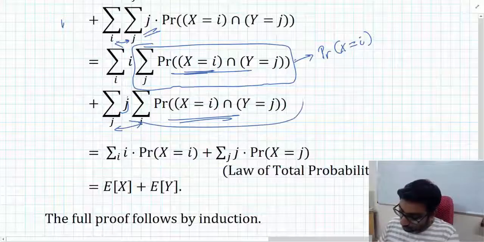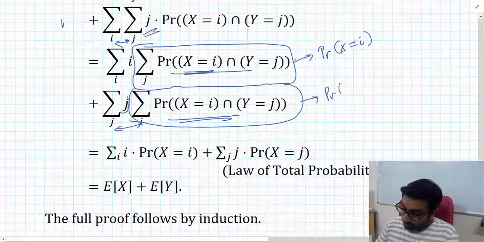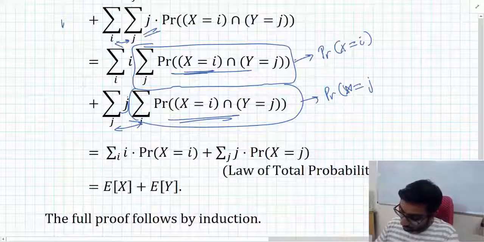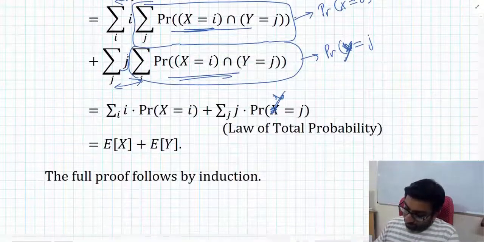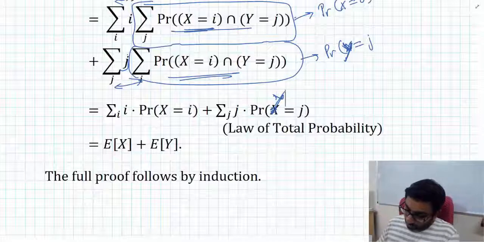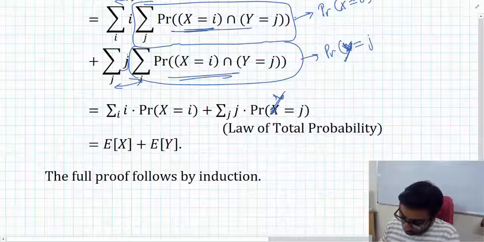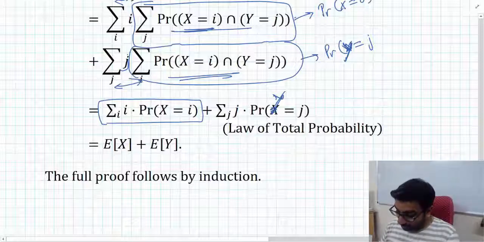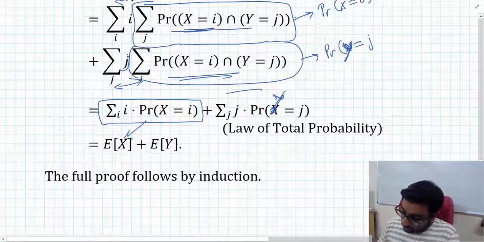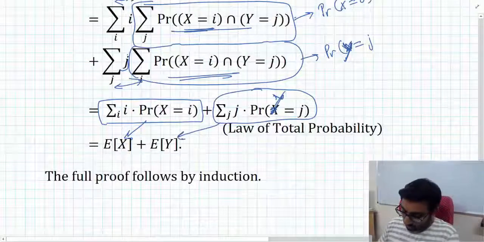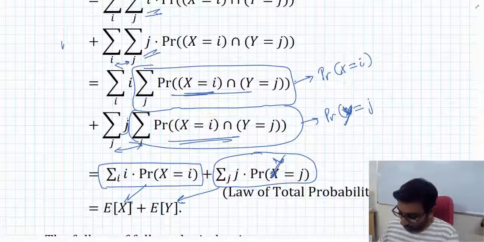And in similar fashion, this whole term becomes the probability that y equals j, by applying the law of total probability. So now what do we get? Summation over i. Let's look at this term now. This is summation over i times the probability that x equals i, that's nothing but E of x. And here we have summation over j times the probability that y equals j, and that's nothing but E of y, which is exactly what we wanted.